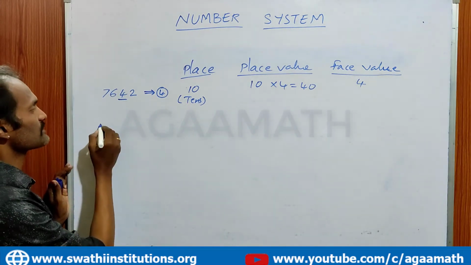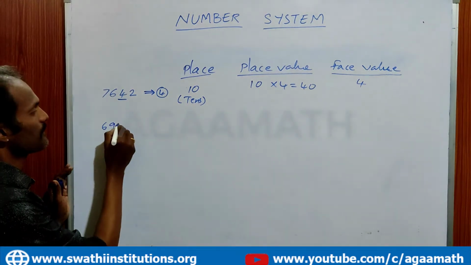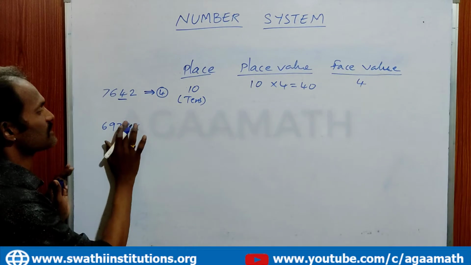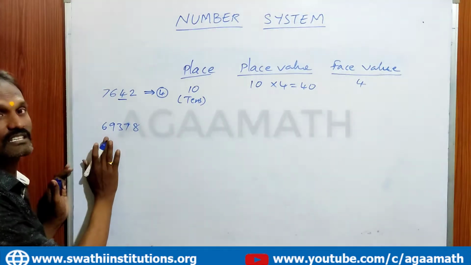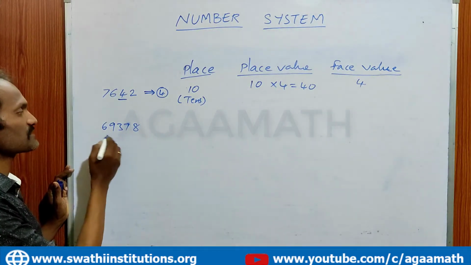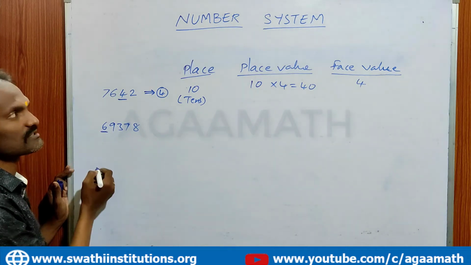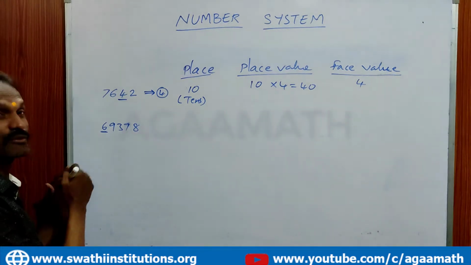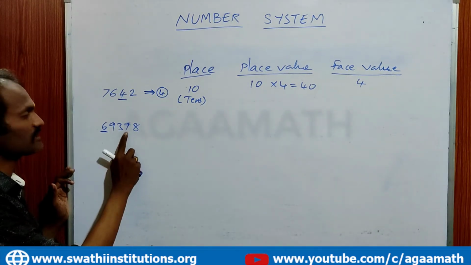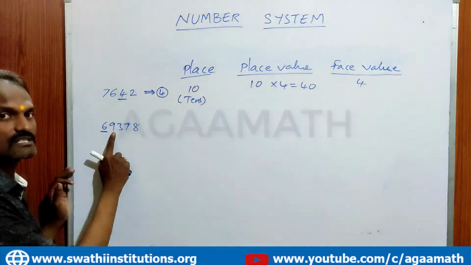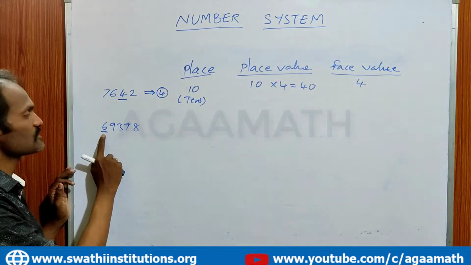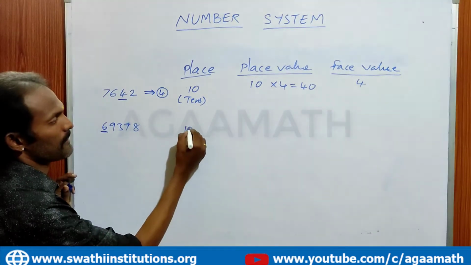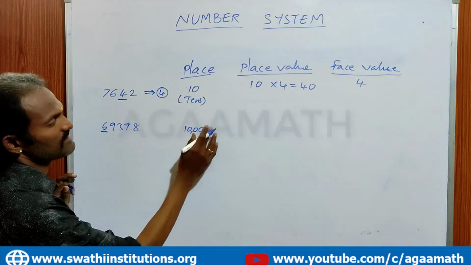Let us see one more example. Let me take 69,378. If they ask me to write the place of the 6, what is the place of the 6? We have to read the places like ones, tens, hundreds, thousands and ten thousands. So this is in the 10,000th place. So the place is 10,000.